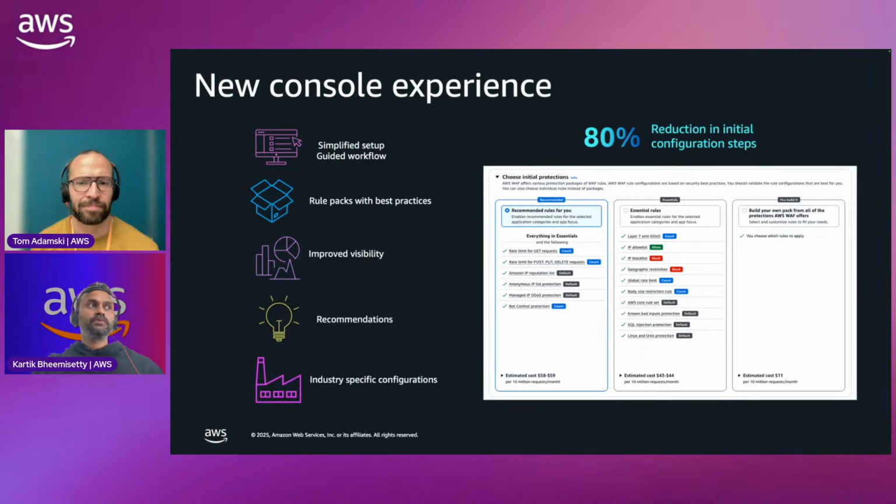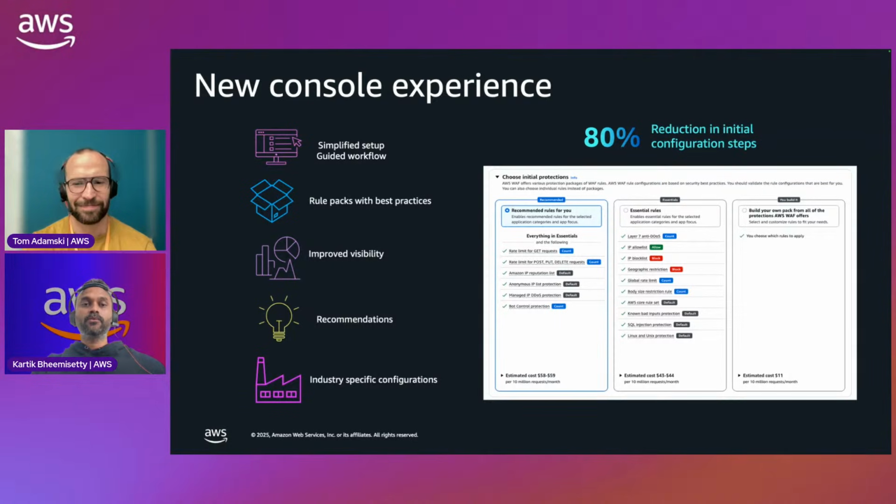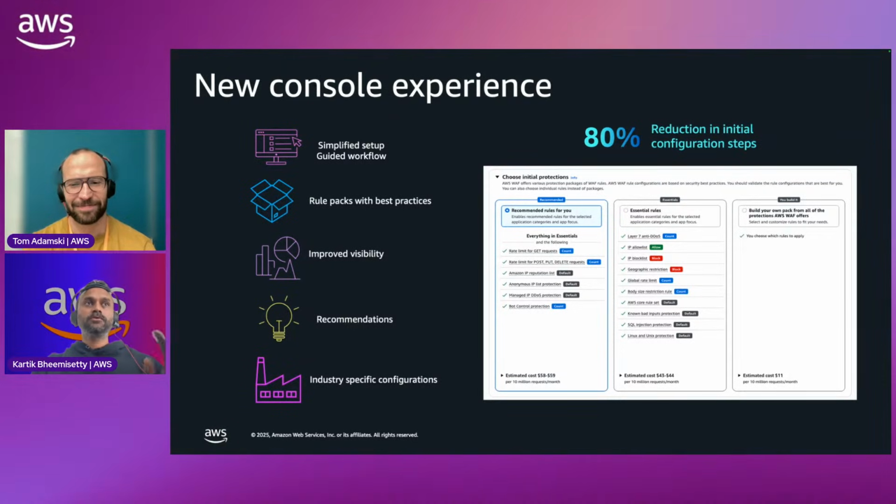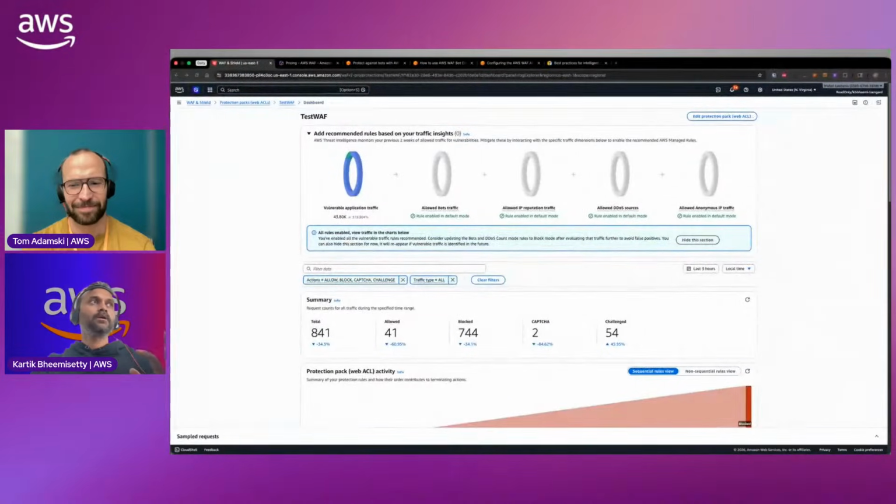We also have improved visibility, and it gives recommendations based on analysis of your traffic, such as whether you're using the latest managed rules or not. Most of them are actionable, and you can quickly reduce attacks on your application. So let's do a small overview of the console.